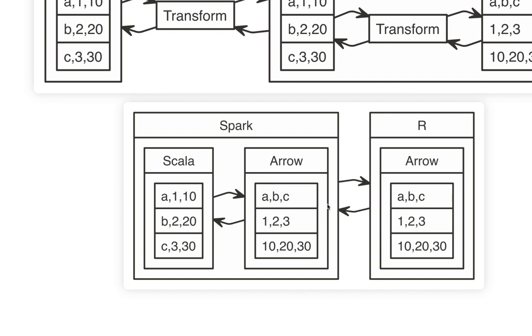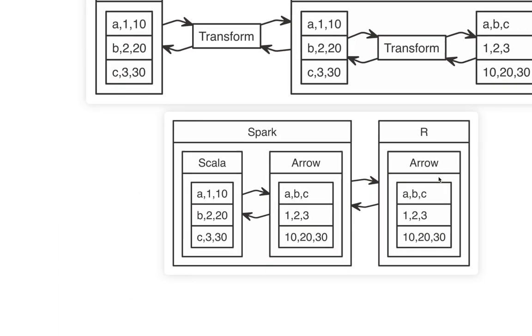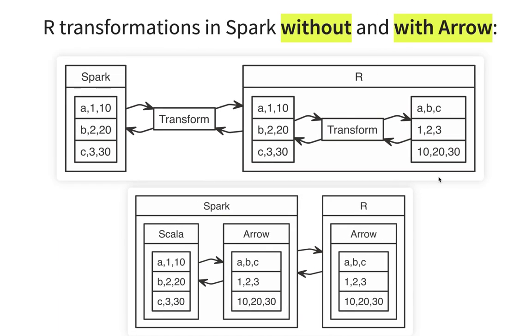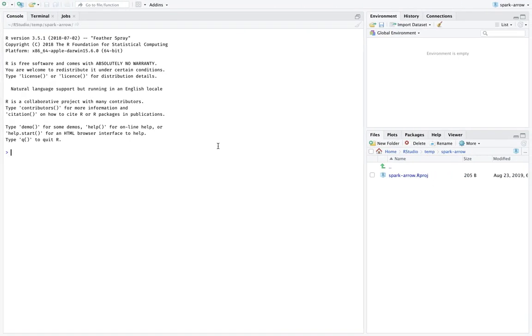All we need to do for you is pass that data from Spark into R, and the data is already in columnar format, so there's no transformation whatsoever that happens between Spark and R when using Arrow. That's pretty much it, and it makes things really, really fast.